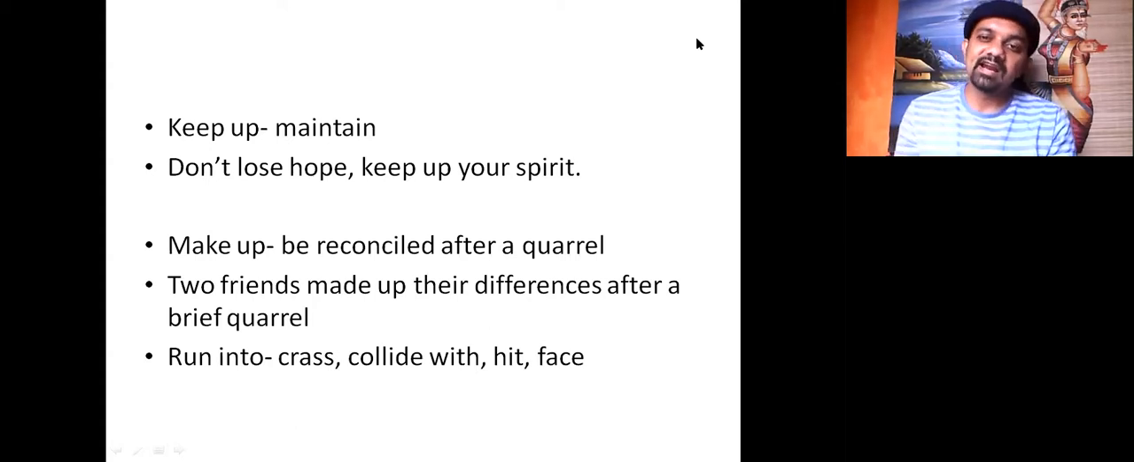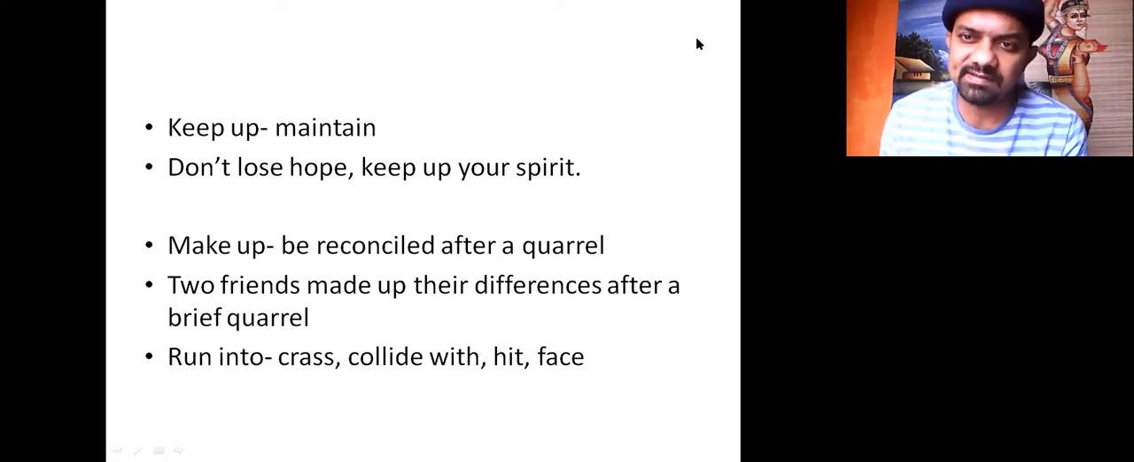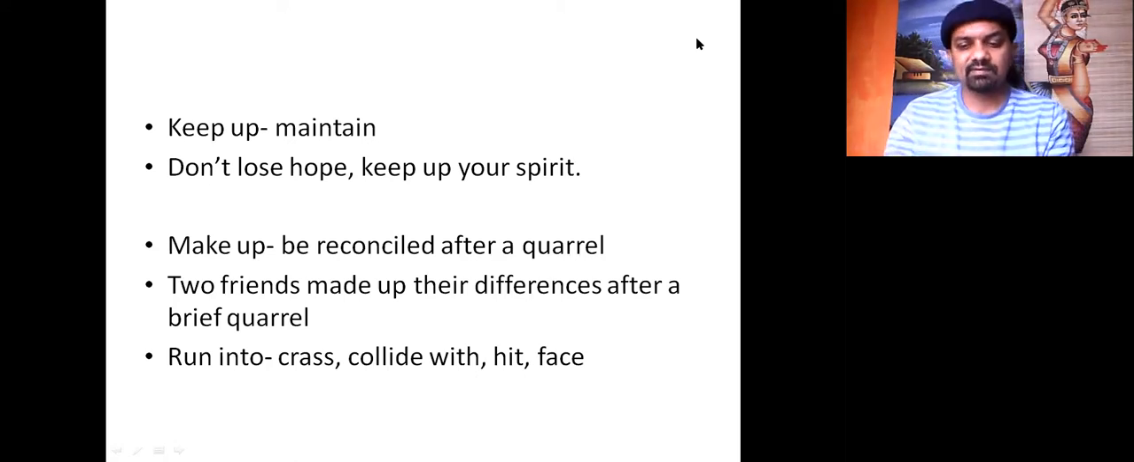Another phrase. Run into. Crash. It should be crash here. There is a spelling error here. Crash, S-H, not S-S. Collide with. Hit. Face. You can use it depending upon the context.